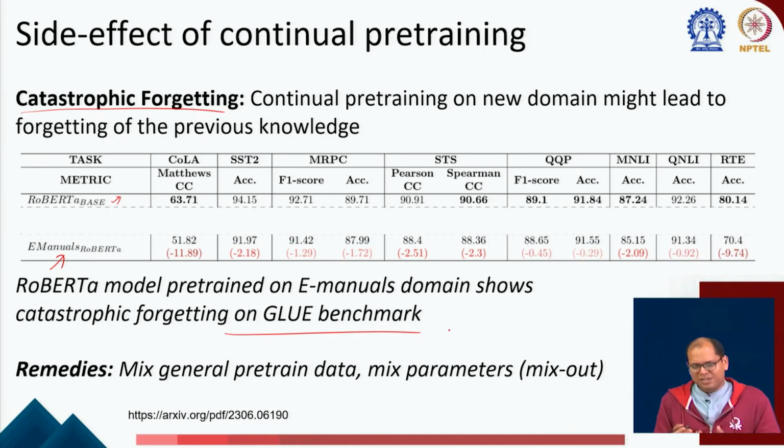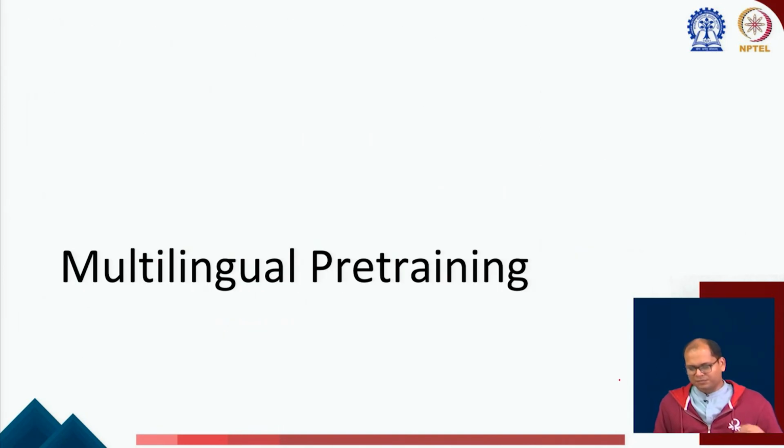One common remedy is that while you are pre-training on the new domain, you keep on mixing some data from the general domain, so that it does not forget the general domain, right? So it also remembers that. And you can mix parameters, like the Mix-out model gives a recipe for this.